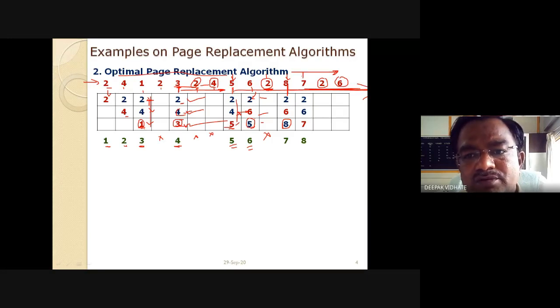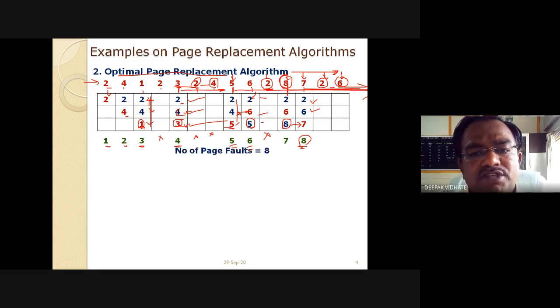Then go to number 7. For 7, page fault number 8 occurs, and to replace a page, which page do I have to consider here? 2 I require here, 6 I require here, but 8 there is no question about 8, so that's why 8 is replaced by 7, right? Then next go to 2 and 6, but there is no question about the page fault because 2 is already available and 6 is already available. So the total number of page faults is 8 only. This is how the optimal page replacement algorithm works.